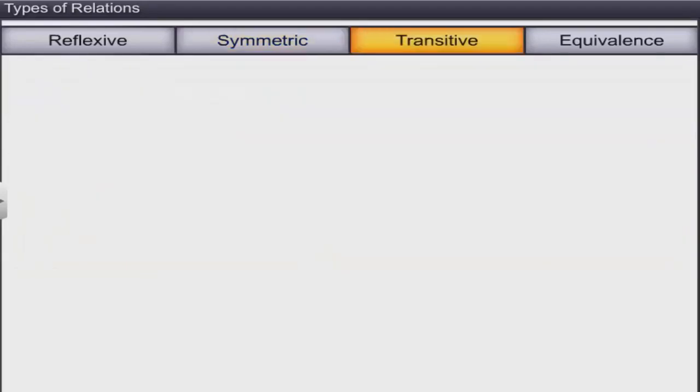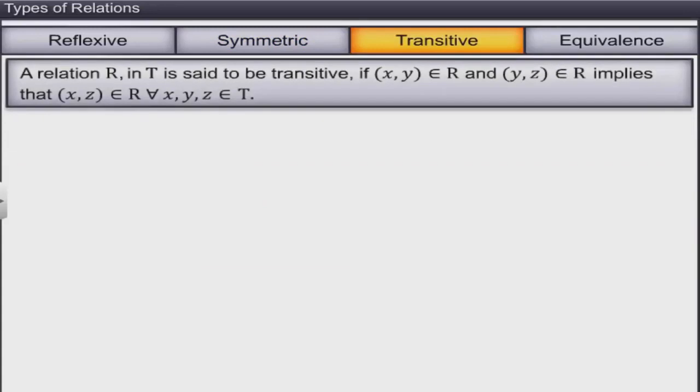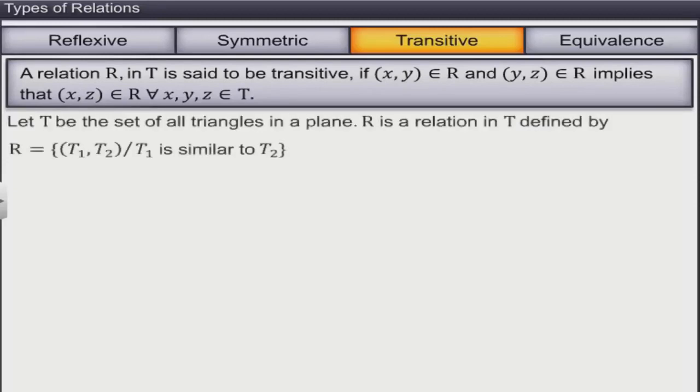Let us now move on to transitive relations. A relation R in T is said to be transitive if (x, y) and (y, z) belong to R implies that the ordered pair (x, z) also belongs to set R. Let's check the transitivity of the relation R in T, which is defined by the set of ordered pairs (T1, T2), such that T1 is similar to T2.